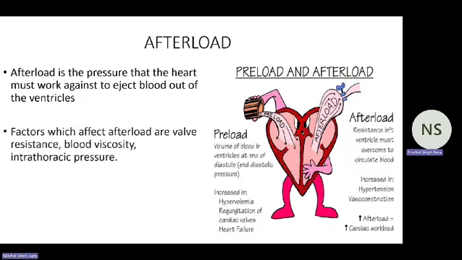The next is afterload. So afterload, we could define it as the resistance or the pressure that the heart must work against so that the ventricles can eject blood out of the heart. So afterload, since it's a pressure against which the heart has to work, if there's any kind of valve resistance, viscosity of the blood, or increased pressure in the thorax, that would cause increased afterload because the pressure has to be much higher, and therefore the cardiac workload would increase as well. On the right, you can see the diagram which differentiates preload from afterload so that you can understand it really well.